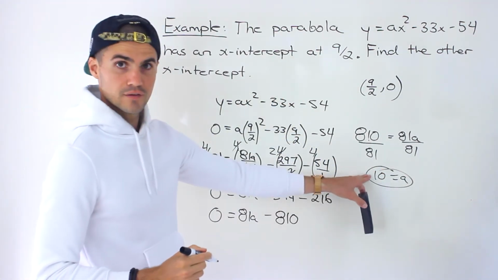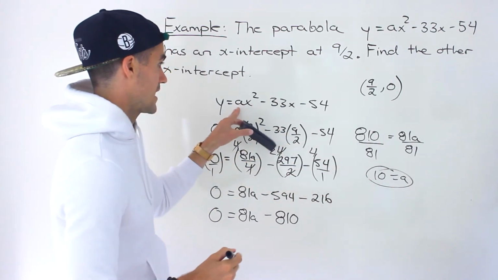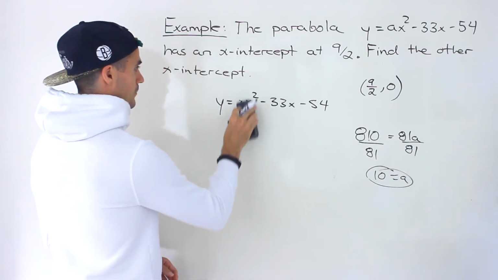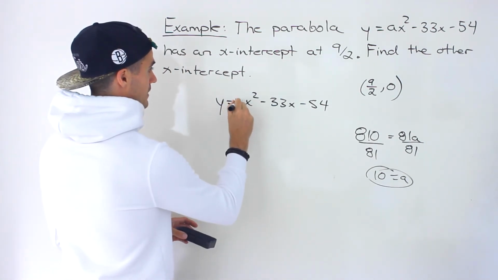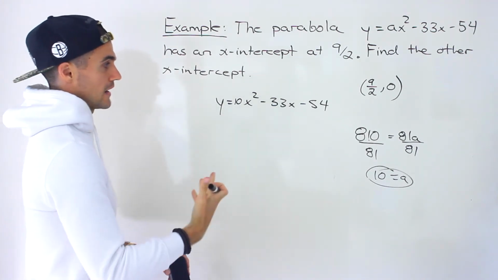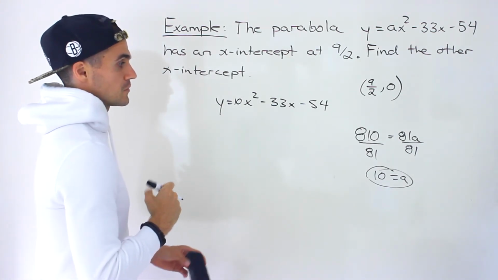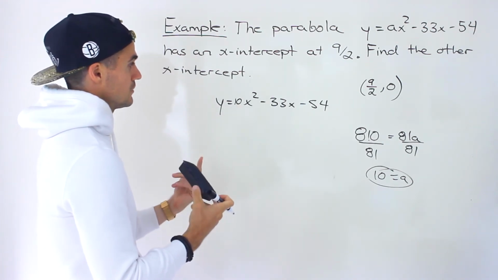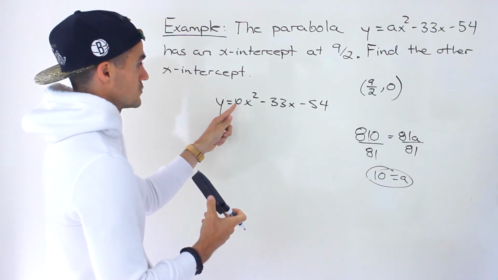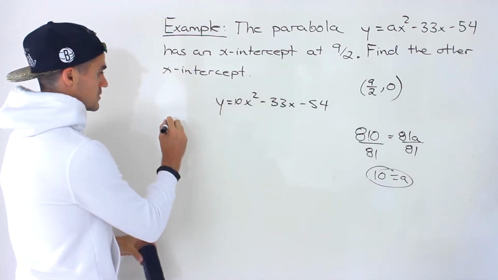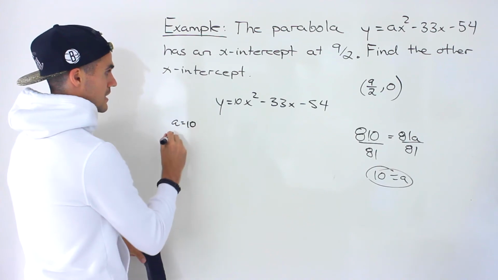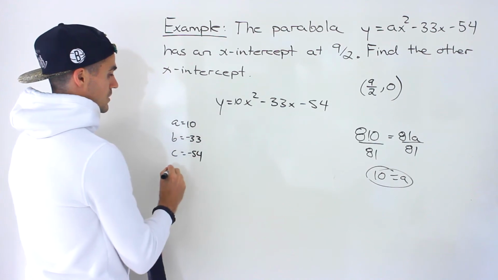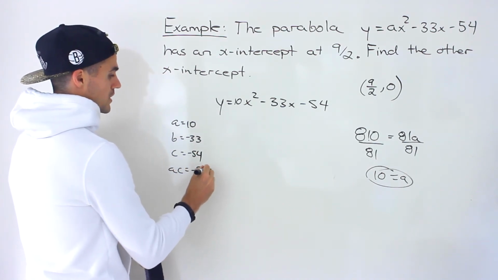Right, so we have here this a value of 10. So now we have the full quadratic, right? We end up having 10x squared minus 33x minus 54. And from here, we can now factor this. Initially we can't take anything out, since there's no common factor between 10, 33, and 54. So let's go into decomposition. The a value is 10, the b value is negative 33, the c value is negative 54. So the ac value would be negative 540.